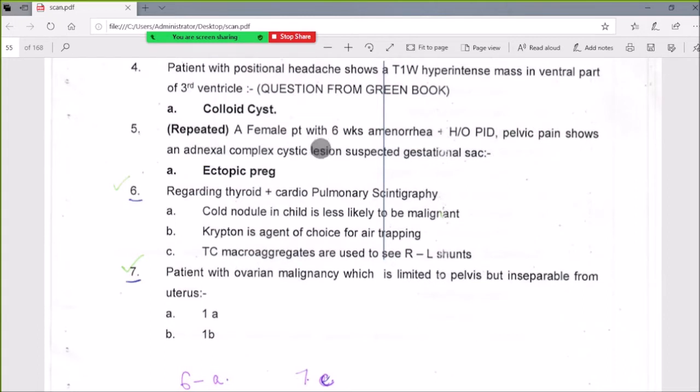A female patient with 6-week amenorrhea, history of PID, pelvic pain shows an adnexal complex cystic lesion, suspected gestational sac, diagnosed ectopic pregnancy. 6-week amenorrhea and then pelvic pain, an adnexal complex lesion, suspected gestational sac, diagnosed ectopic pregnancy.